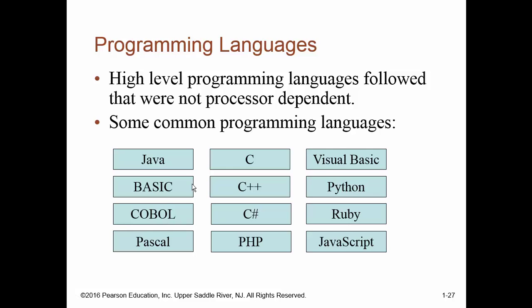Some of the common programming languages are shown here. If you go down column by column, in the first column, we teach Java. Of course, that's the class you're in now. In the second column, we teach C and C# and PHP. In the third column, we teach JavaScript. All right, so you do have an exposure to several of these top languages that are mentioned in the slide here.